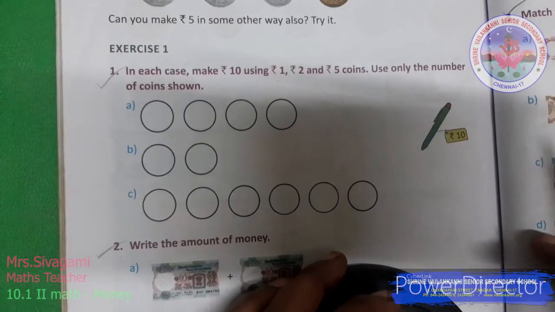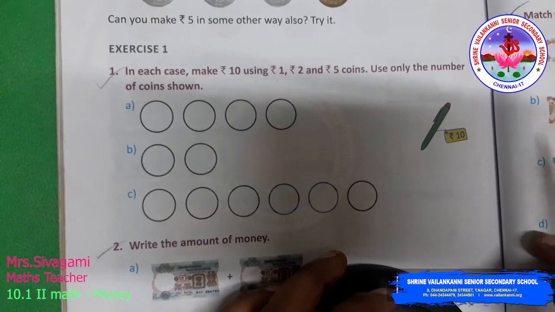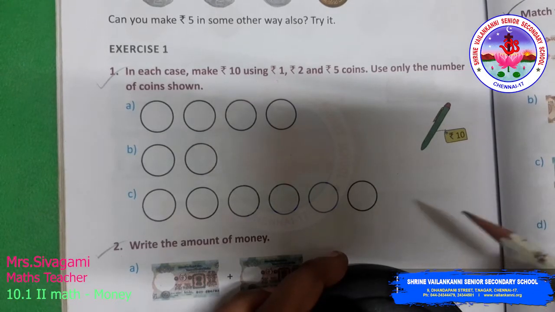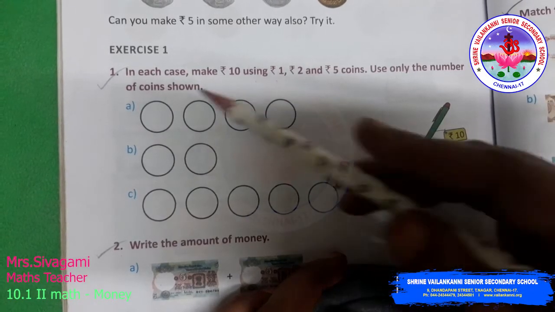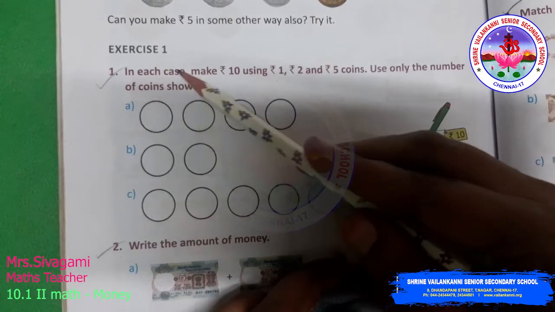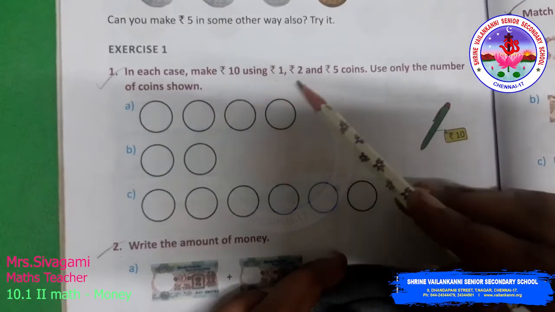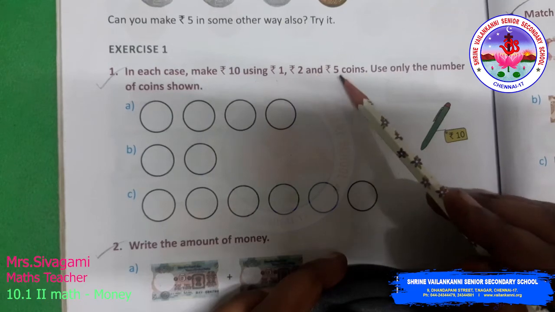Good day, children. In this video, we are going to see how to solve the exercise problems in chapter 10, money. In exercise 1, in each case, make rupees 10 using rupee 1, rupee 2 and rupee 5 coins.